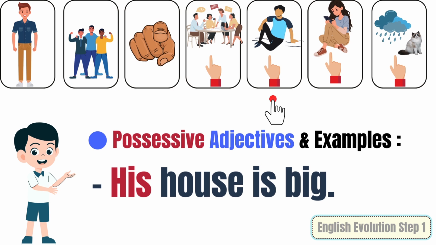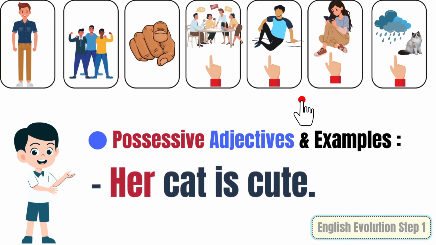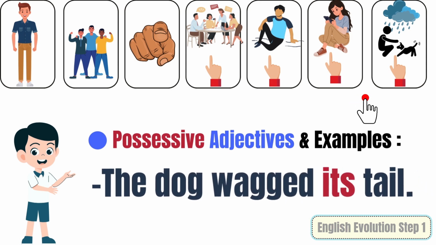His house is big. Her cat is cute. The dog wagged its tail.